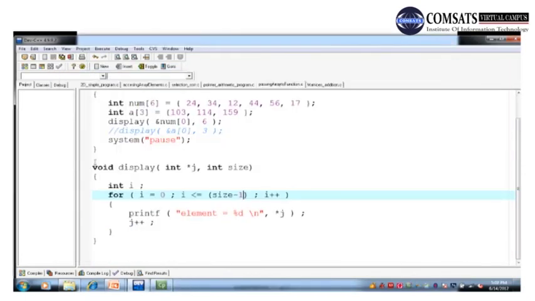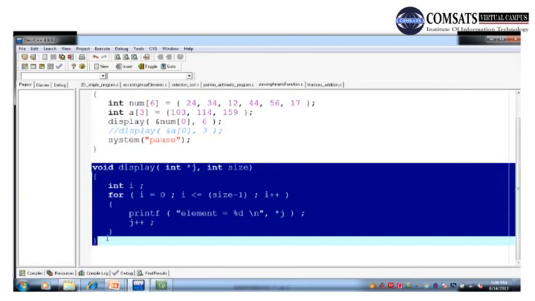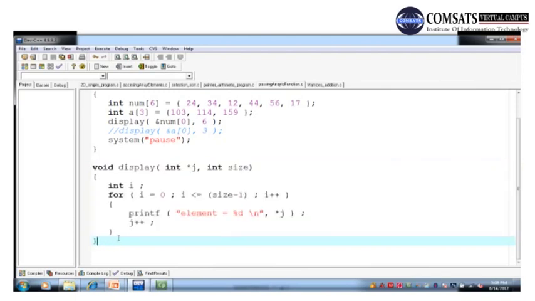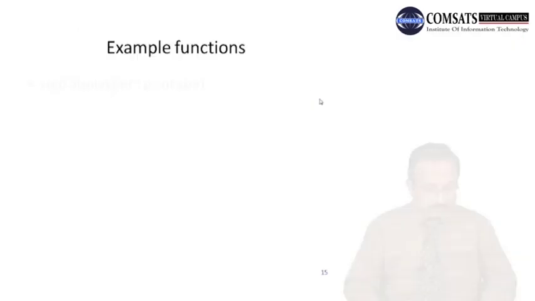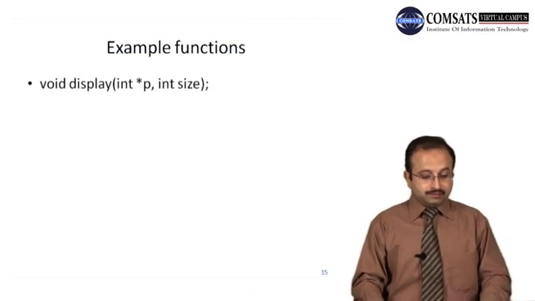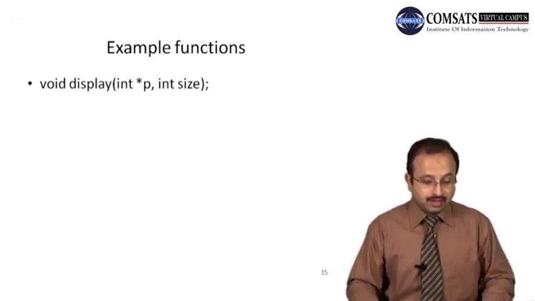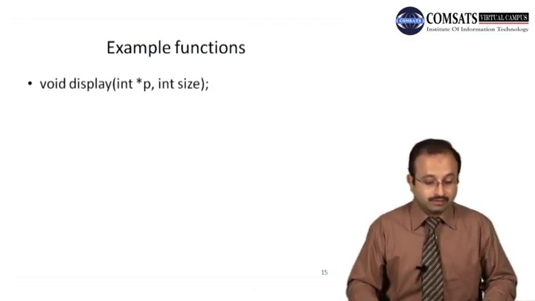Now we can say that we have a display function that is used to display any integer array. You have to tell 2 things to that function: the base address of the array and the size of the array. Size means the total number of values or elements in that array, right? So you have to tell this to the function. So the example function is display, integer star p, integer size, that we have just seen.